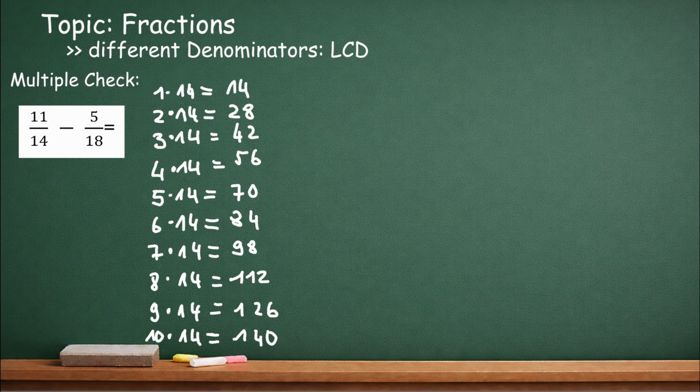In this example, I know that we have to go up to a very high number until we find our least common denominator. Therefore, I just went through to 10. But if you have another calculation, just go step by step with both denominators to find it quicker. Now let's do the multiple check for our denominator 18. So we start as always with the multiplication with 1. This is of course 18.